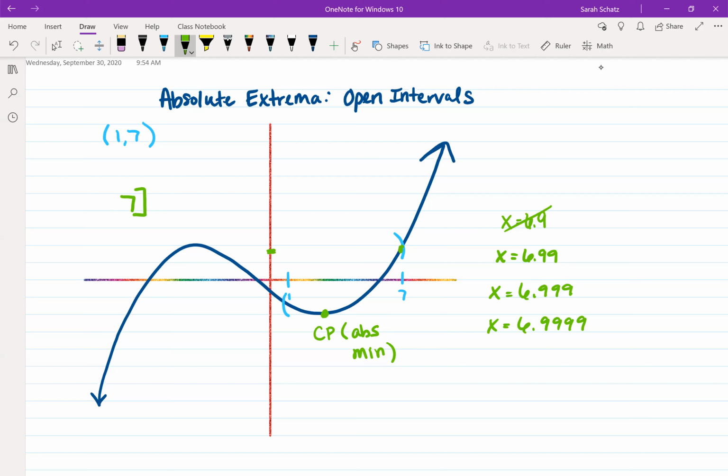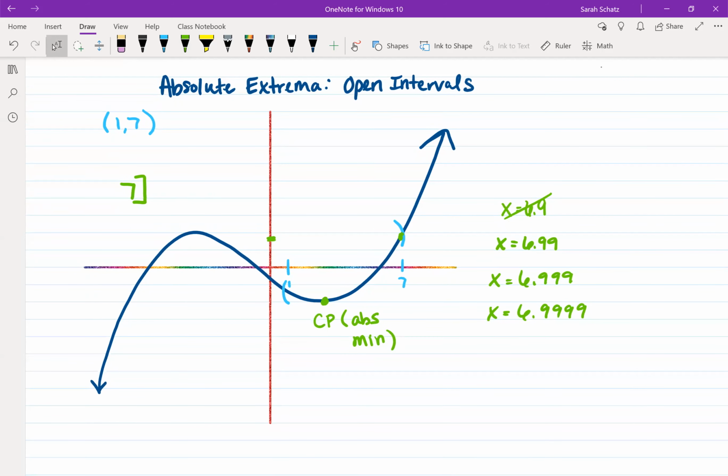If our interval went to 7 and it was closed, it would hit 7 and stop at 7. But on an open interval, you can approach the endpoint of 7, but you can never get there. So think about that approach like we talked about when we were doing limits. We can get infinitely close to 7, or to x equals 7, but we can't actually stop at 7. So infinitely close means infinitely close. You say 6.999 with four nines, I put another 9 on there and I'm even closer.